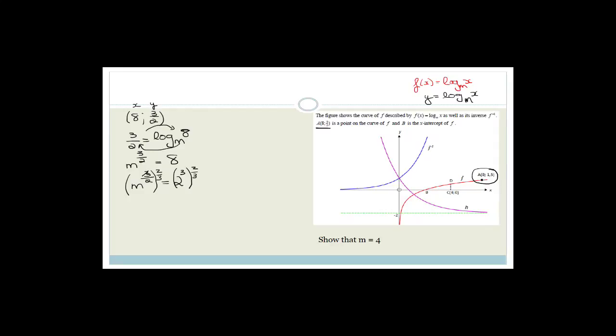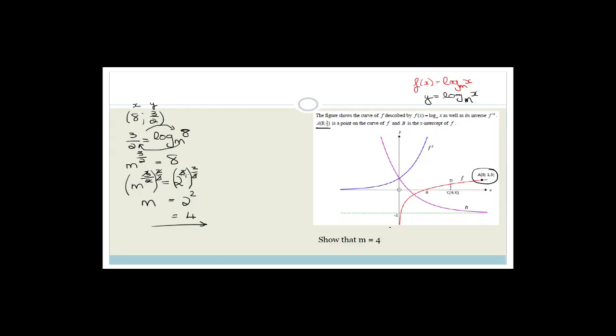Because 3 times 3, we're going to cancel those, and we're going to cancel those, and we're left with m to the 1, which is just m. And then remember, this is an implied 3 over 1. So therefore, this cancels with that, and you're left with 2 to the power of 2, which equals 4. Yay! So we've just proven that m equals 4.